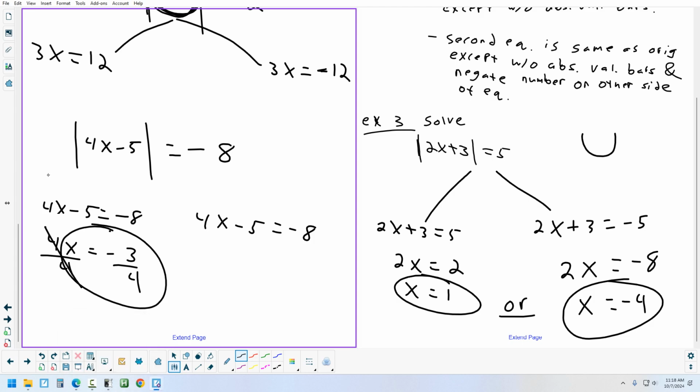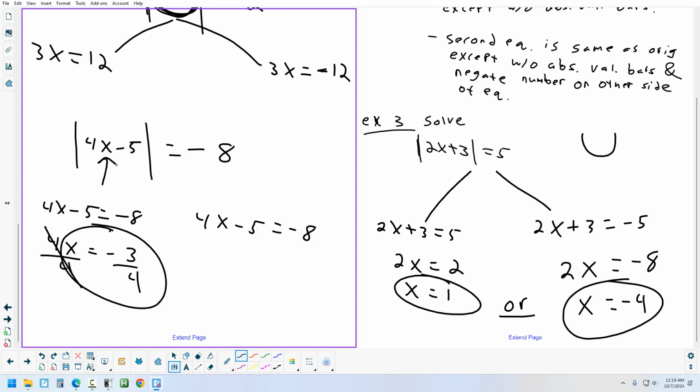It doesn't even matter what I plug back in, because when I plug in negative 3/4 here, multiply it by 4, and then subtract 5 from it, and take the absolute value, I'm guaranteed that I am not going to get what kind of number? You're not going to get a negative answer when you take the absolute value of something. So that's not going to work. So what do you think the answer would be in this one?